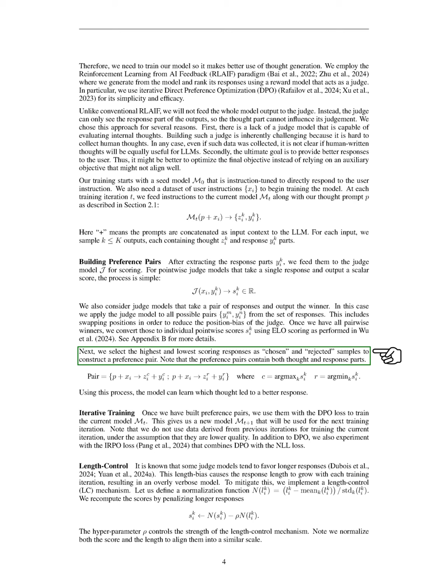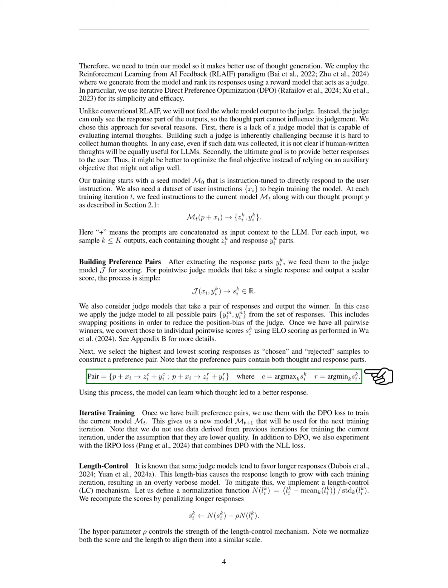Next, we move on to iterative training. With our preference pairs ready, we use them along with the DPO loss to train our current model. This results in a new model for the next training round. We avoid using data from previous iterations, assuming it is of lower quality. Additionally, we experiment with the IRPO loss, which combines DPO with the NLL loss.